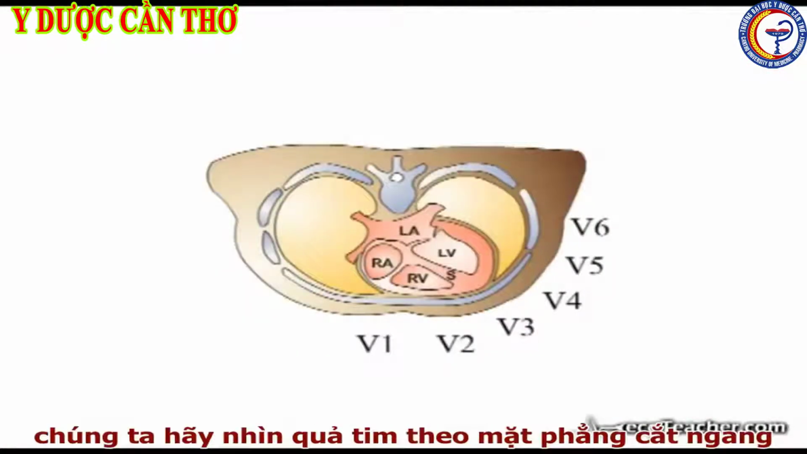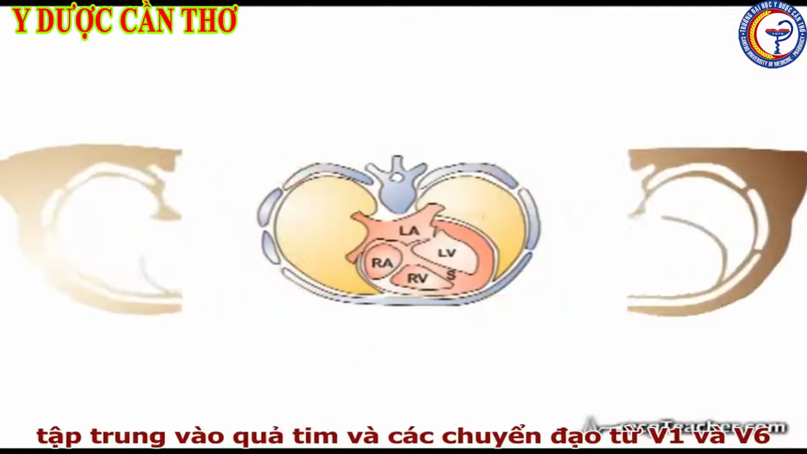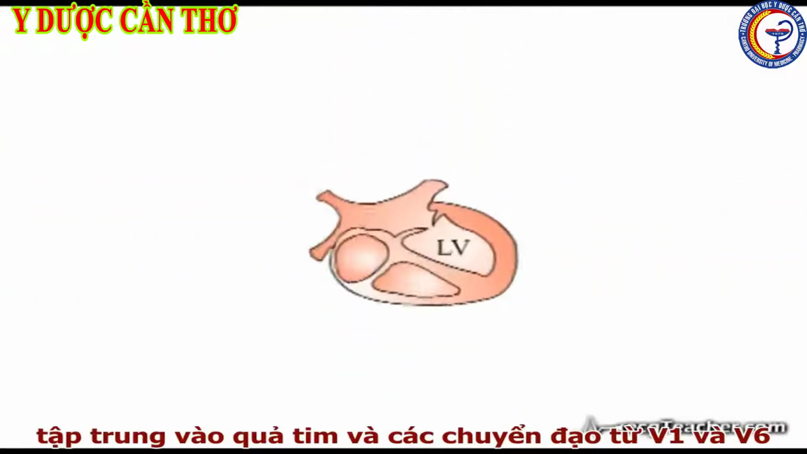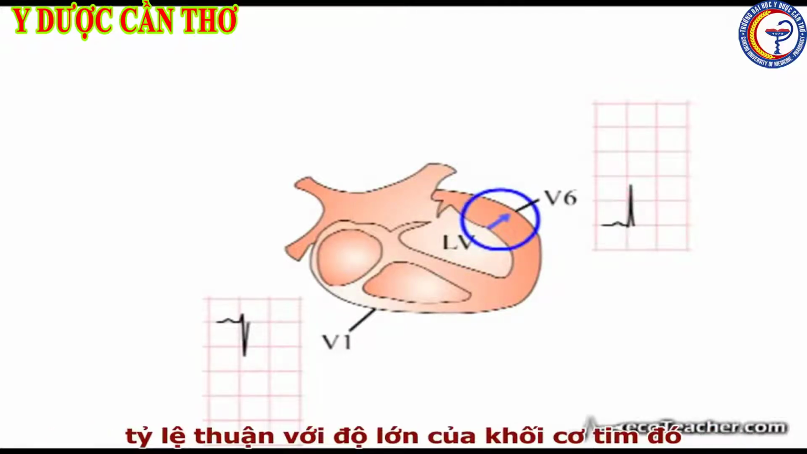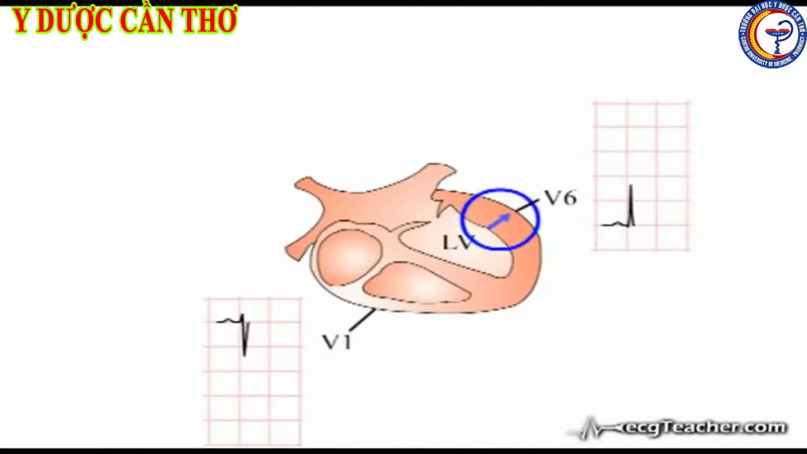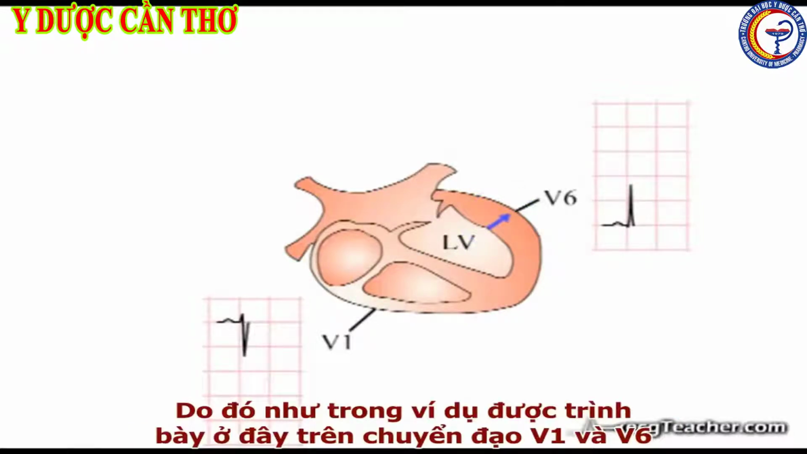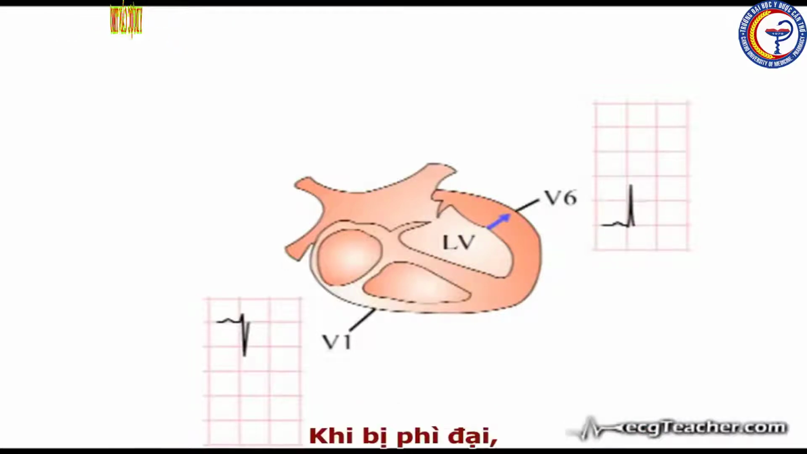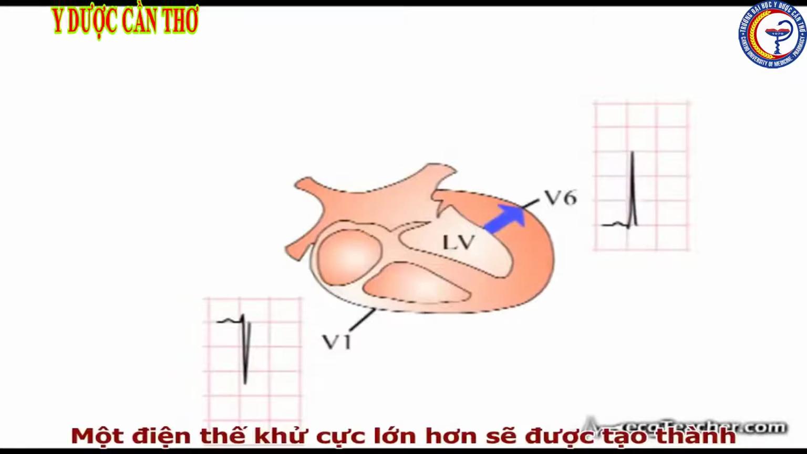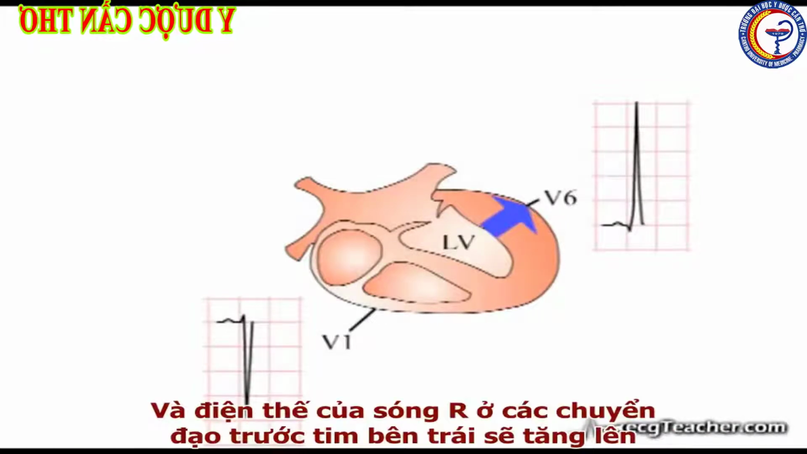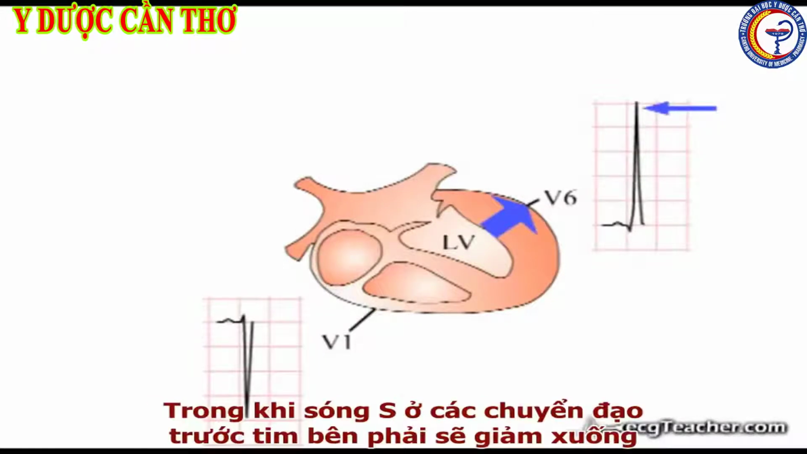To do so, we will look at the heart in horizontal section, focusing on events in leads V1 and V6. The voltage developed by depolarizing cardiac muscle is proportional to the mass of muscle present. Therefore, as exemplified here in leads V1 and V6, during the process of hypertrophy, as the left ventricular muscle mass increases in bulk, greater depolarization voltages are produced in the thickened wall, and the amplitude of the R wave in the left lateral leads becomes progressively higher, while the S waves in the right-sided chest leads become progressively deeper.